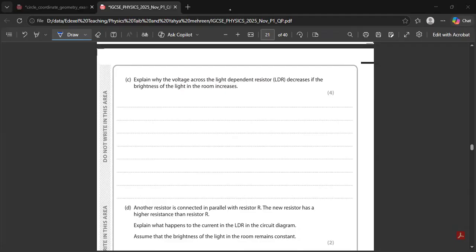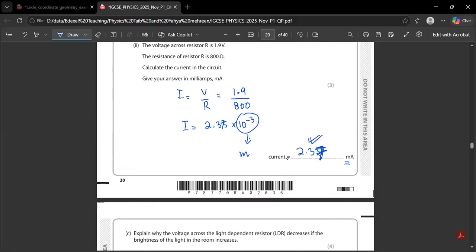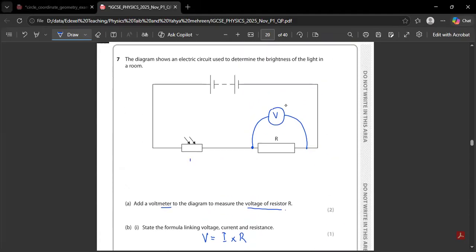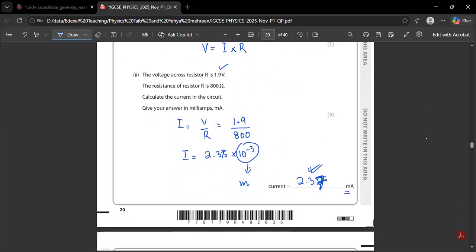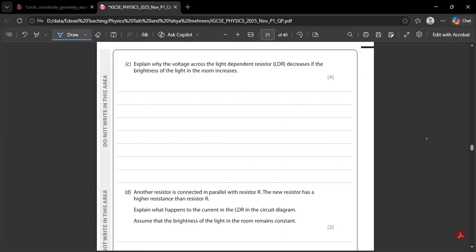Okay. So explain why the voltage across the light dependent resistor decreases if the brightness of the light in the room increases. So why voltage across the light dependent resistor? LDR is connected in the circuit. You can see here the LDR is connected in series with the resistor R. So the question says, why does the voltage across LDR decrease if the brightness of the light in the room increases?